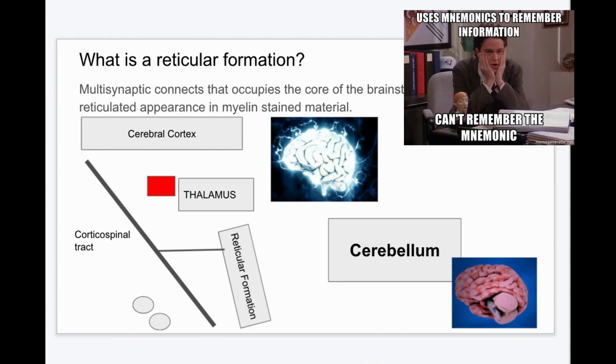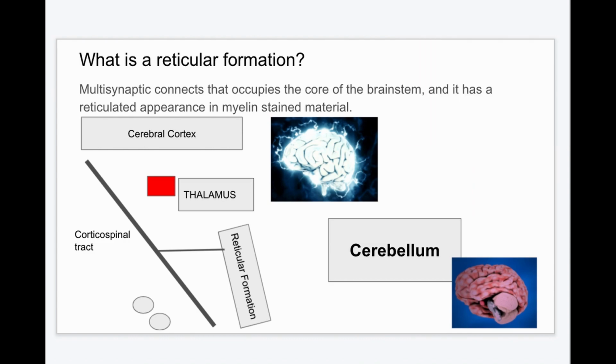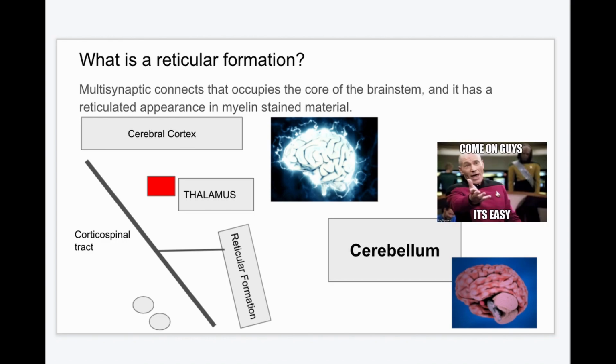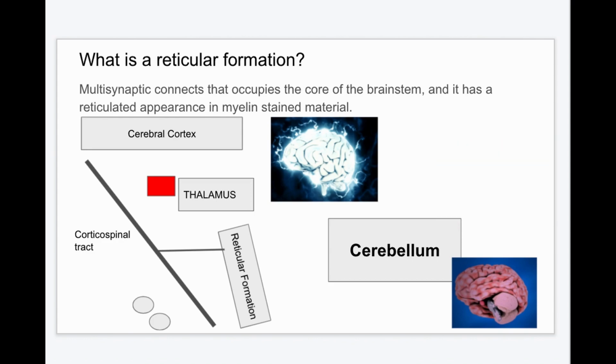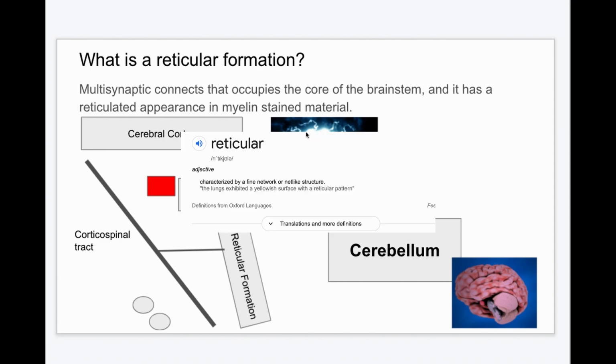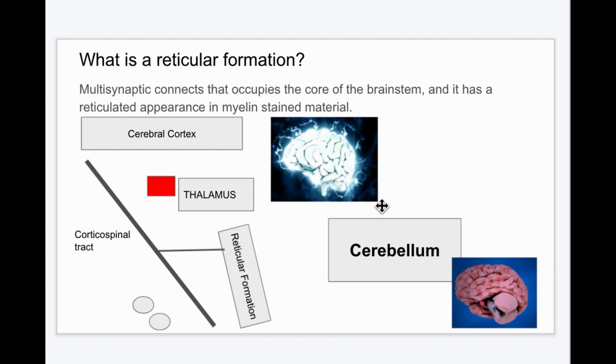This next slide over here may look complicated, and you may think I'm going to quit medicine because of how complicated this slide is, but don't worry, guys, this slide is very simple. What is reticular formation? Reticular formation is multi-synaptic connections that connect the core of the brainstem to the cortex, and is reticulated in appearance. You may be wondering, what does reticulated mean? Reticulated kind of means like if there are many wires together, we call them a reticular formation.